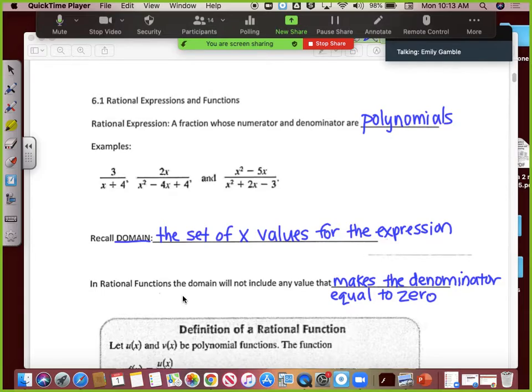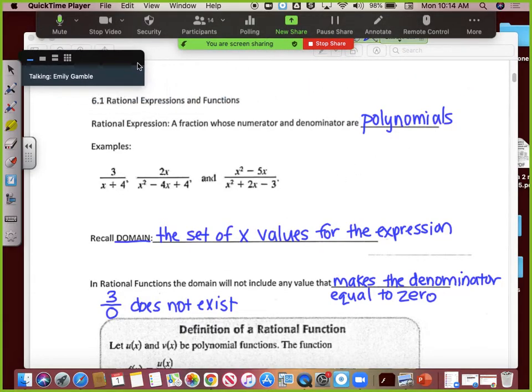So remember, you cannot divide by 0, like 3 divided by 0 does not exist. So when we're seeing these problems, anytime the denominator of the expression is equal to 0, it'll make that entire thing not actually exist. So that's what we're going to be finding first here in section 6.1, the domain of these functions.